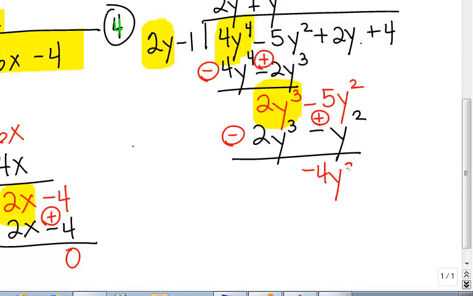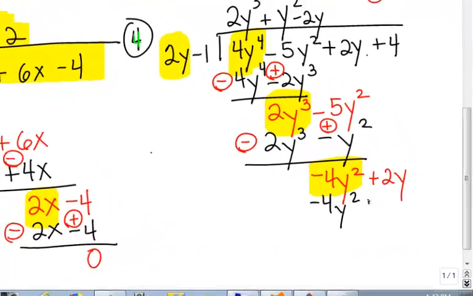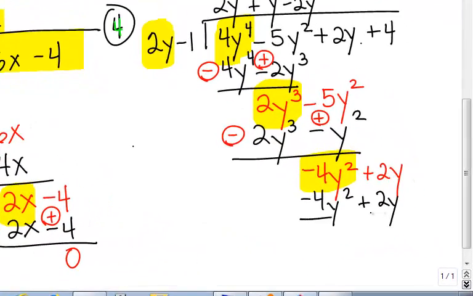Negative 4y squared. And the next term is plus 2y. Look at the first term. Negative 2y. Yes, negative 2y. So that would be a negative 4y squared plus 2y. You agree? Change the signs on the bottom row. Those drop out, right? And we still have a 4 left.